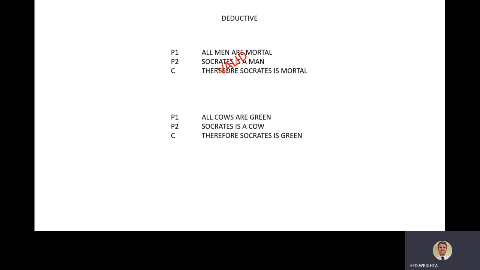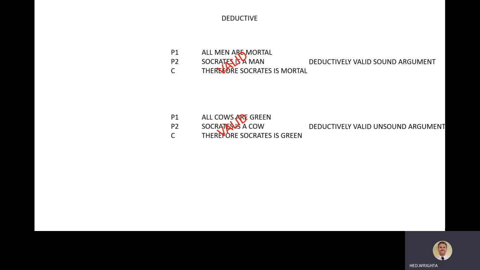Here's another example. Premise 1, all cows are green. Premise 2, Socrates is a cow. Conclusion, therefore Socrates is green. This is also a valid argument, because if premise 1 is true and premise 2 is true, then the conclusion must be valid. So we'll look at the first example. It is a deductively valid sound argument, where the second one is deductively valid, but it's unsound.